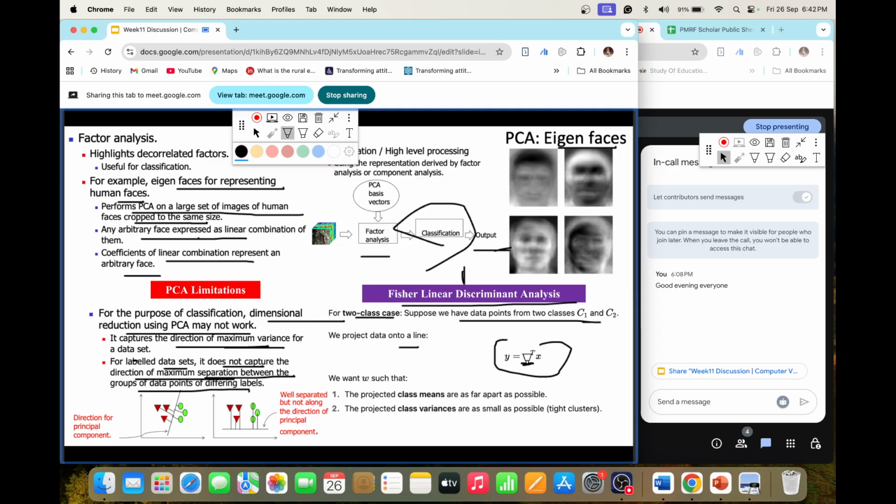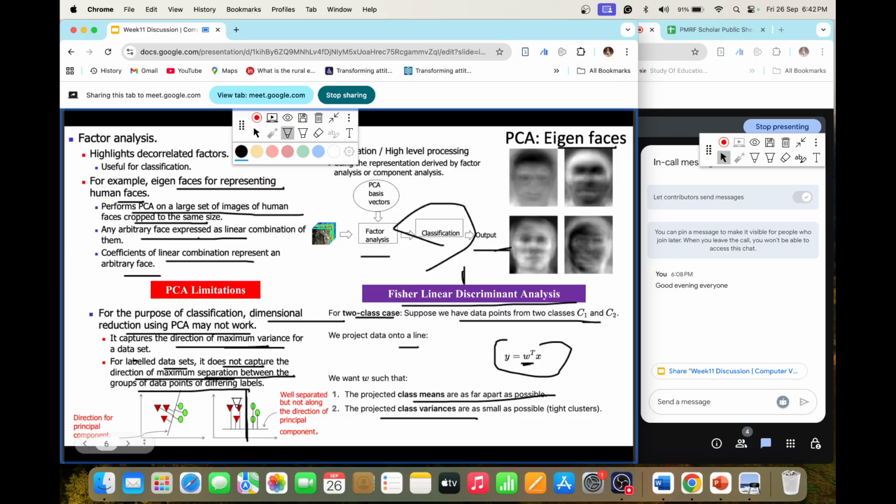So now we want W such that the projected class means are as far apart as possible, and the projected class variance are as small as possible. That is, a tight cluster. By this image, what I want to tell is that during classification, to classify these two classes, I need to separate them by a line. So I want this line such that the projected class means are far apart from each other.